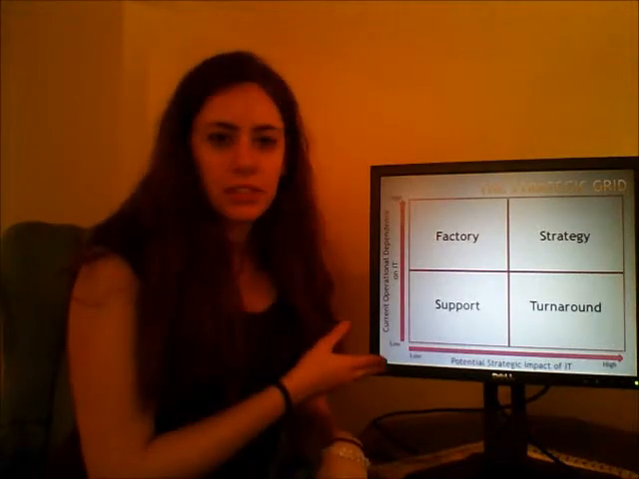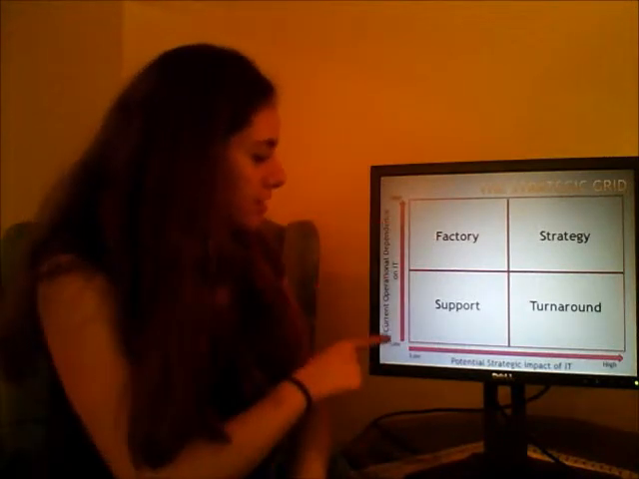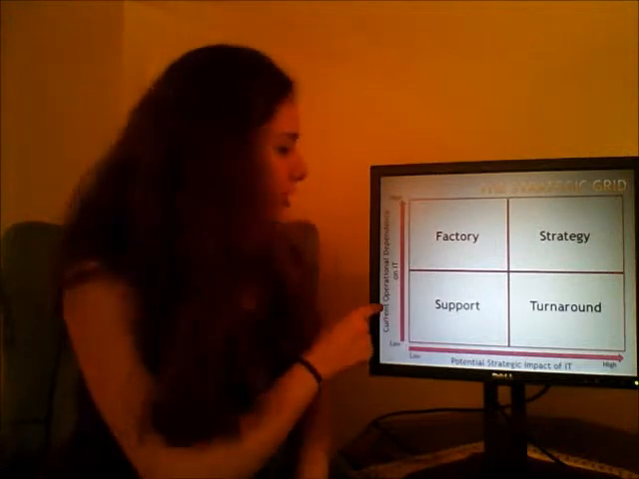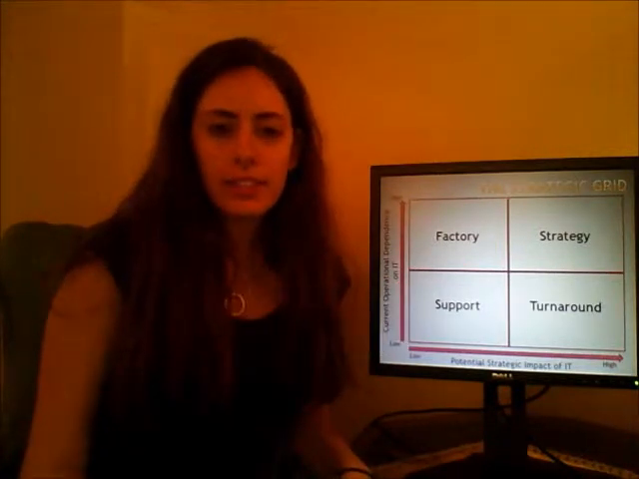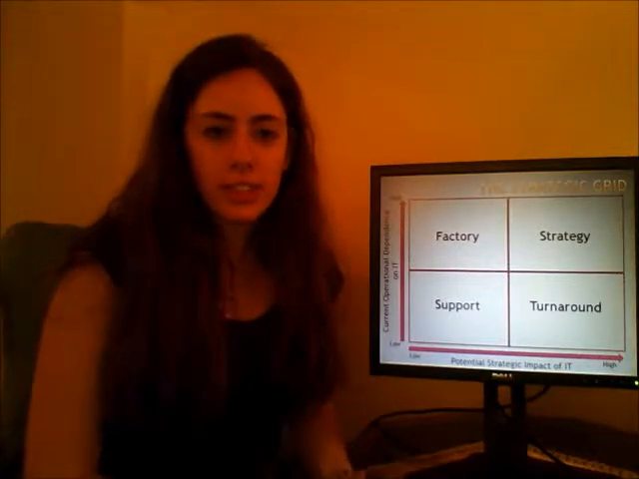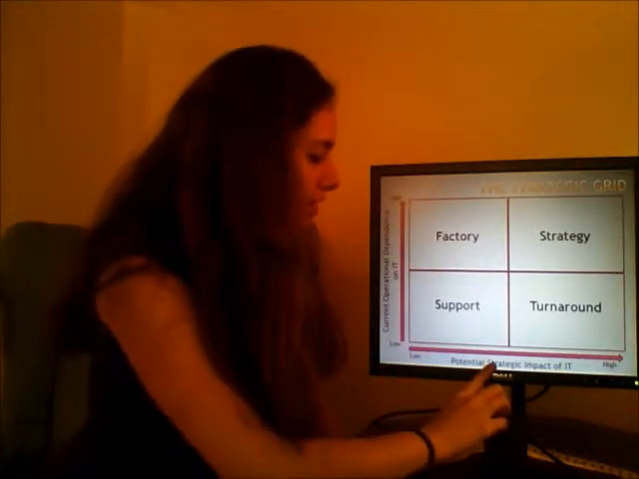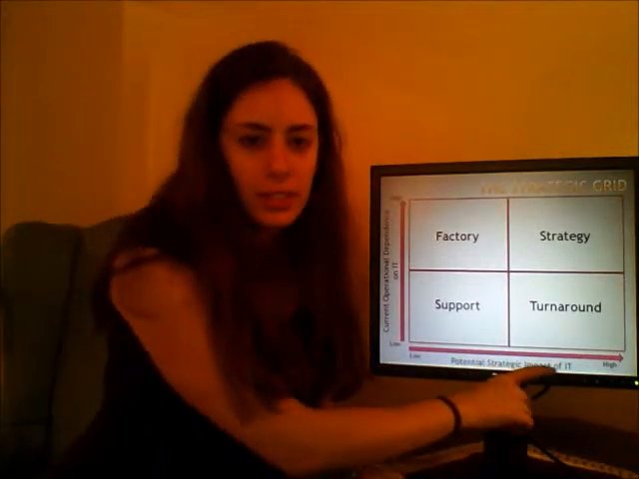Here we are looking at the strategic grid. This is the y-axis. This is the current operational dependence on IT. This is currently how much they depend on IT and how much value they think that IT is worth. The x-axis here is the potential strategic impact of IT.